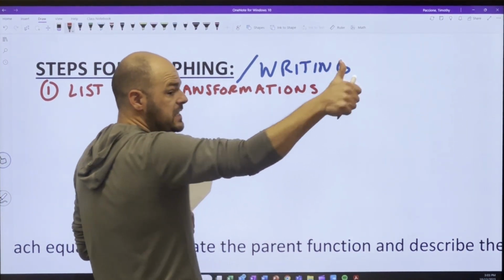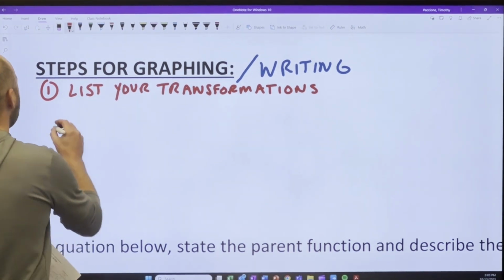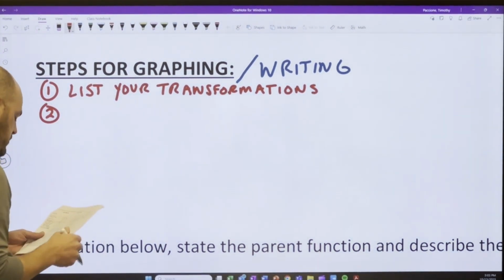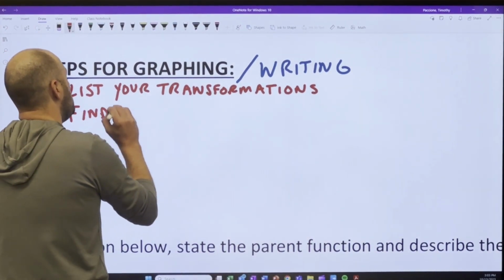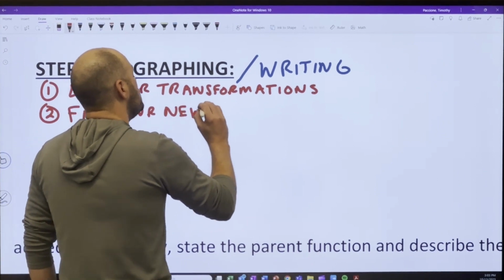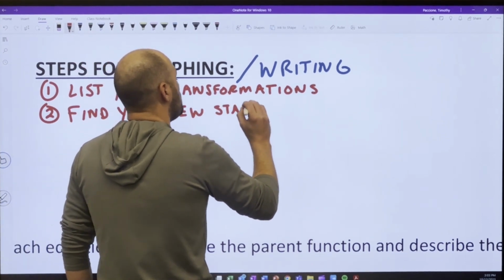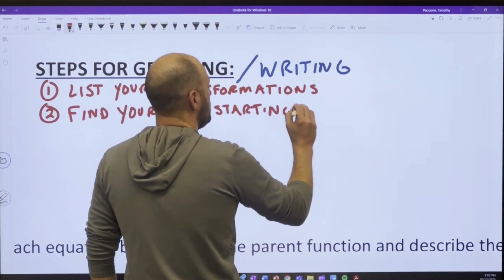Right? Is it reflecting? Is it flipping? Is it stretching? Is it going left? Is it going up? Is it going down? Right? List them out. Okay? Once you have your list, then you need to find your new starting point, because you need to know where to begin if it's not at 0, 0.